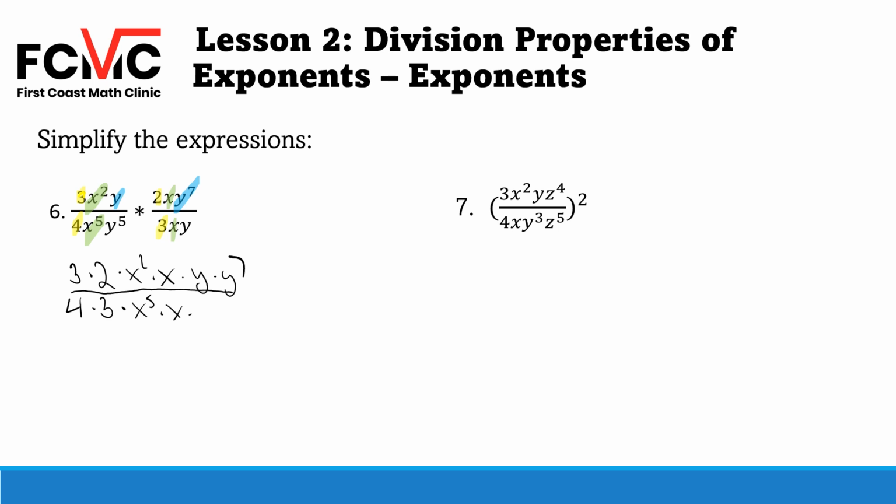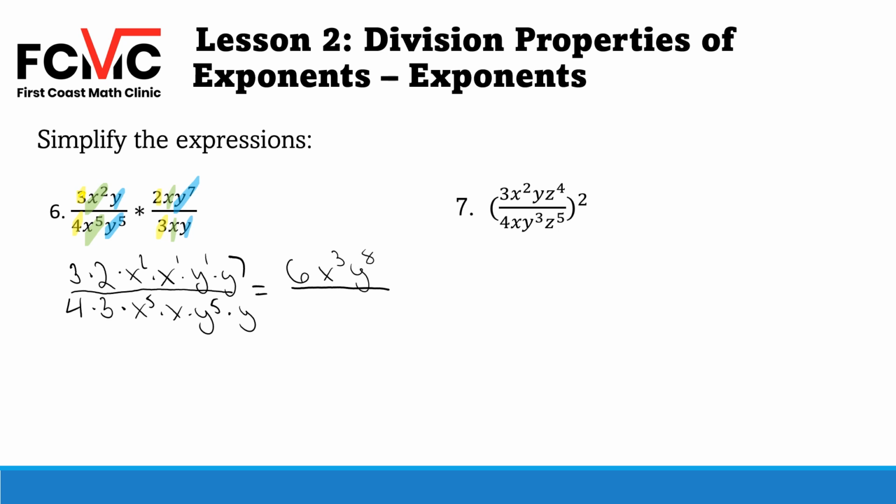And then y to the 5th and y. Now we could use our multiplication properties of exponents to multiply everything. So on my next step, I'm going to get 3 times 2 is 6. I'm multiplying my bases, so I'm going to add my exponents. X to the 2nd times x to the 1st is going to give me x to the 3rd. Y to the 1st times y to the 7th is going to give me y to the 8th.